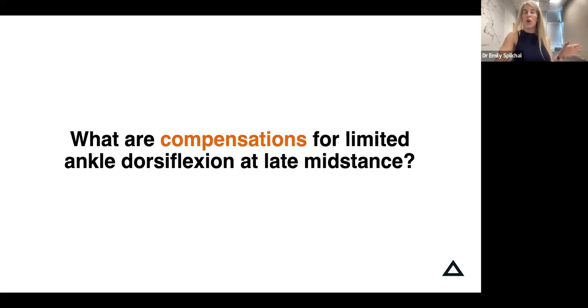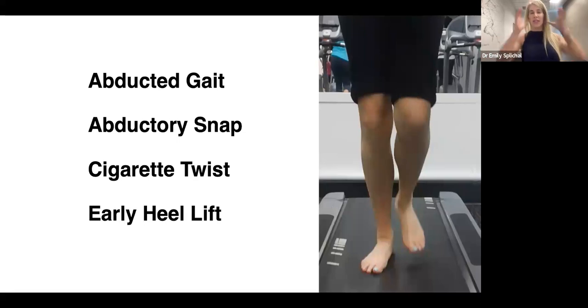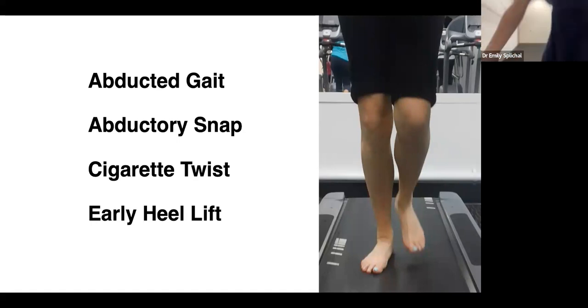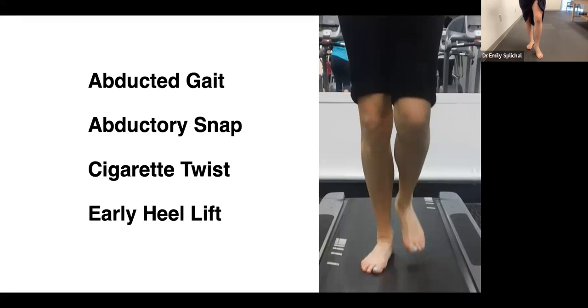Okay. Now, if you don't have 5 degrees, you will compensate. You will compensate. And essentially, these are your compensations. Those compensations that you will see in your clients is they're going to walk like a duck, feet are turned out, right? If you see that, I'm going to show you here just because it's a little bit easier, right? So anyone who's walking like a duck, just assume that they have limited ankle mobility. An abductory snap is essentially a dynamic abducted gait in a sense.